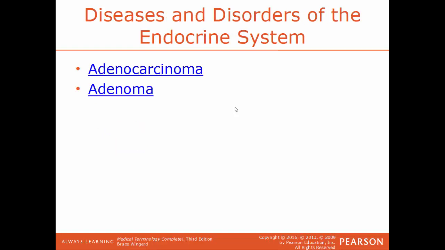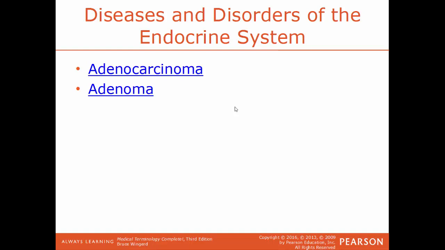All right, now we'll talk about some specific diseases and disorders. Our first one, adenocarcinoma. This is a malignant tumor that is found in the glandular structures, and more specifically is found in the lining of these glands. This will be related to our next term, adenoma, which is a benign tumor found in the glandular structures, in the lining of glandular structures. So adenocarcinoma is malignant, adenoma is benign.